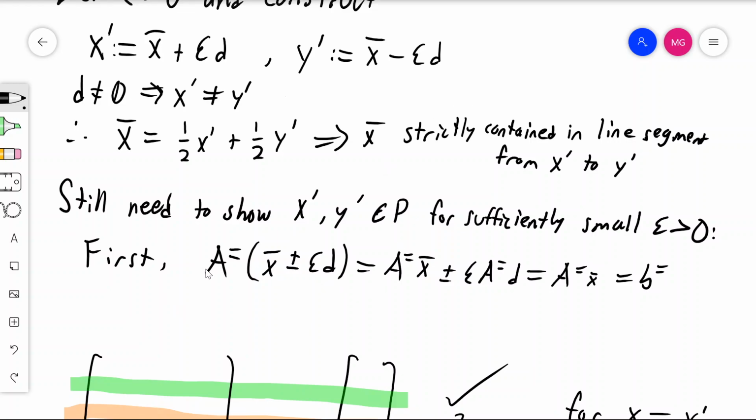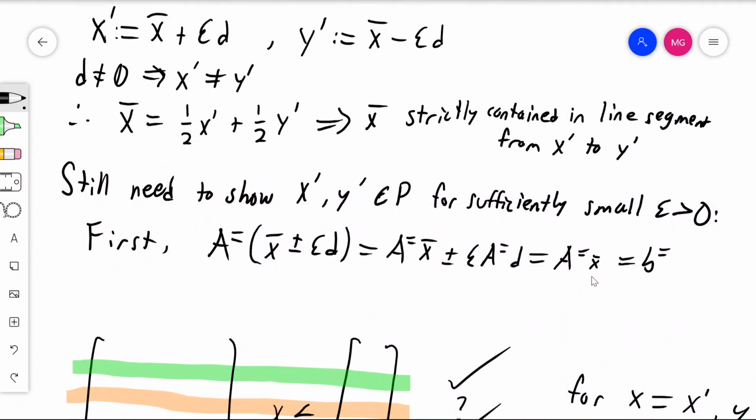So first, let's just note A equality times x prime and y prime, so x bar plus or minus epsilon d, where the plus or minus accounts for both x prime and y prime. If I distribute A equality inside, you can just see that d is in the null space of A equality. That's how we defined d. So this part goes to 0 and it just vanishes. So plus or minus 0 doesn't matter then. All we're left with is A equality times x bar, and we already know that that equals b equality by definition. So what we just showed is that A equality times x prime and y prime are equal to b equality.